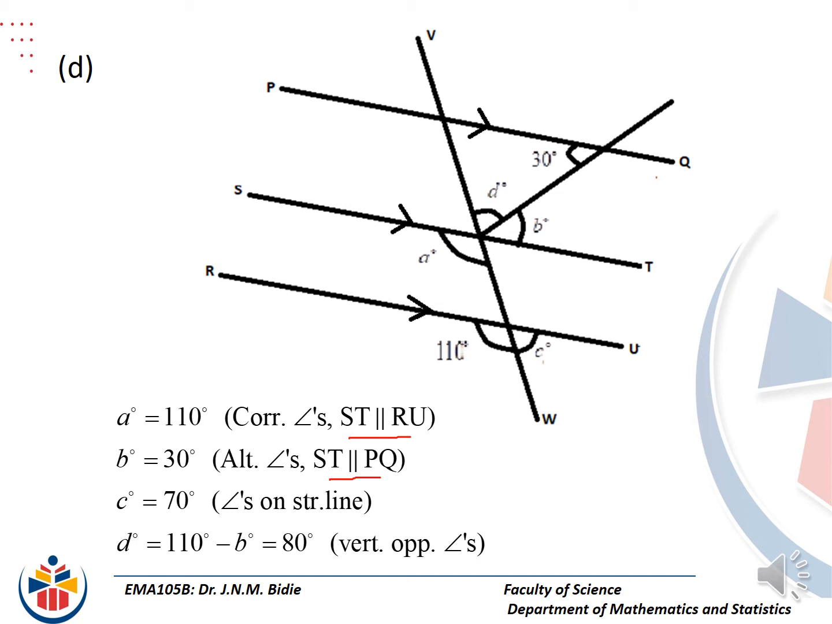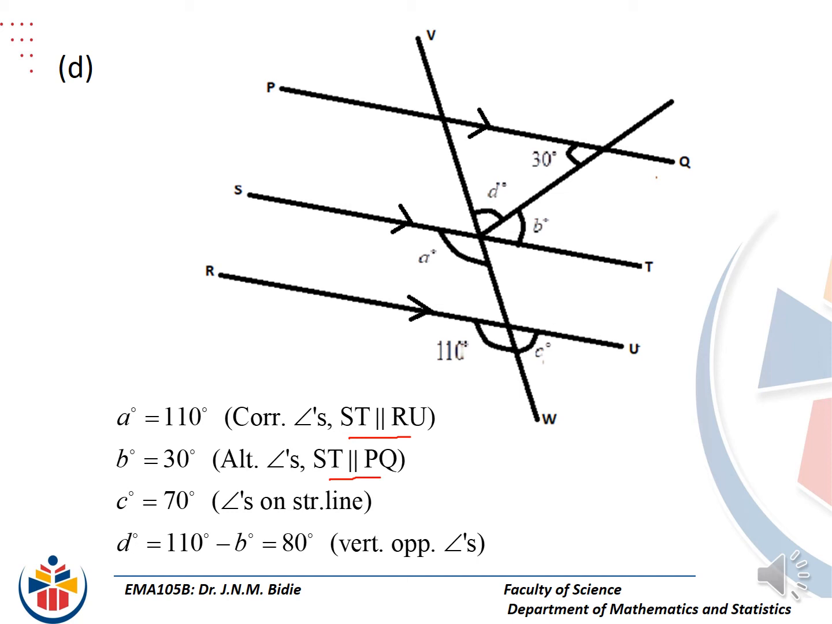From there, we can get to C. I've used RU as the straight line. So in order for me to get C, I have to acknowledge that RU is a straight line. So therefore, angles on a straight line are supplementary, meaning therefore C plus 110 degrees equal to 180. Therefore, C is equal to, I believe, 70 degrees.